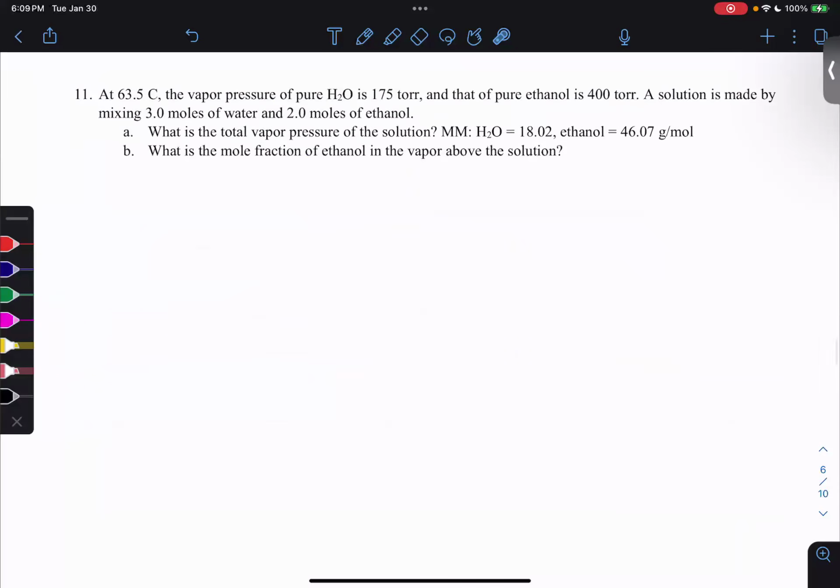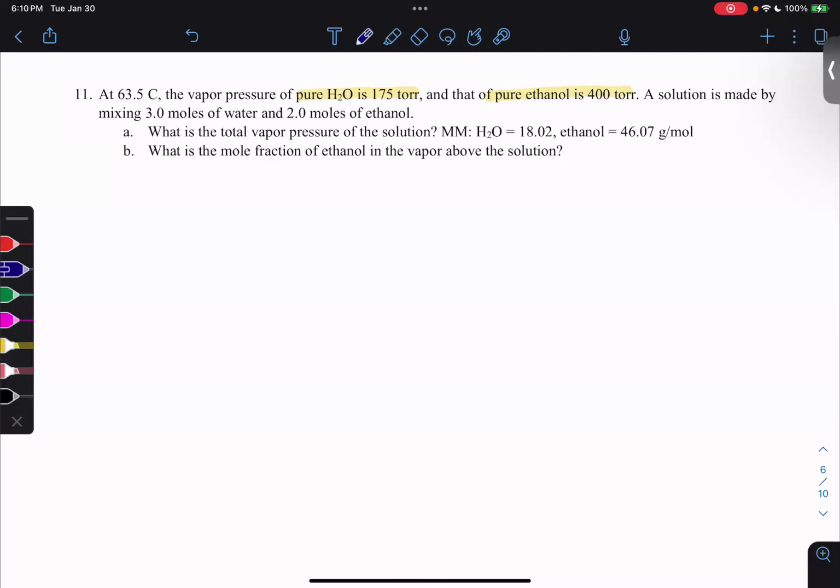Okay, so the question was vapor pressure. So let's do question 11. In question 11, we have water and we have ethanol. Both of these are volatile. Both of these exert a vapor pressure on their own. So when we mix them together, both of them will contribute to the vapor pressure of the mixture.